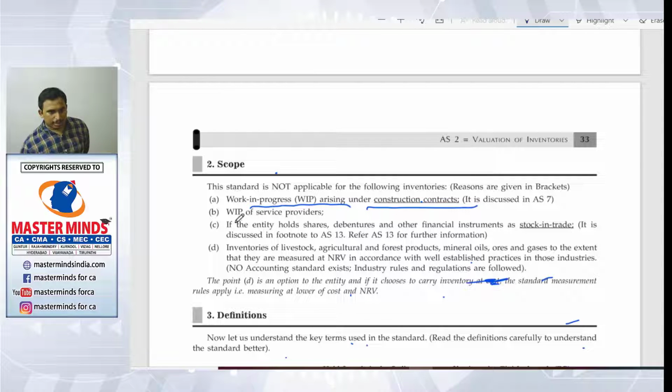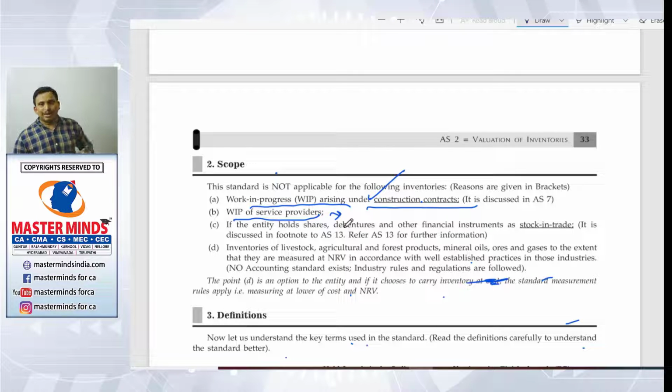Now similarly, work in progress of any other service provider. This is anyway service only. If any service provider is providing any service, it is in the work in progress stage. Now how to record that, how to value that? The standard has nowhere given it. Let me give an example. Let us say you are providing an audit service, internal audit. You started in the month of Feb, you conducted it in Feb, March and April, and in the month of May you have given the report.